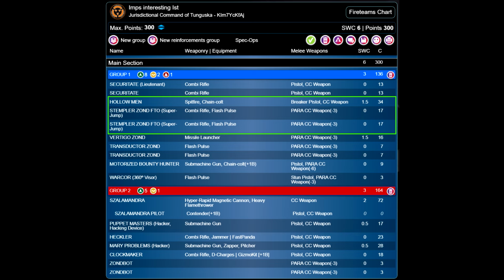I think this list could be updated to include some warbands, dropping a bot and a transductor to get smoke and another way to leave the drop zone. I like this and I think we should try it.